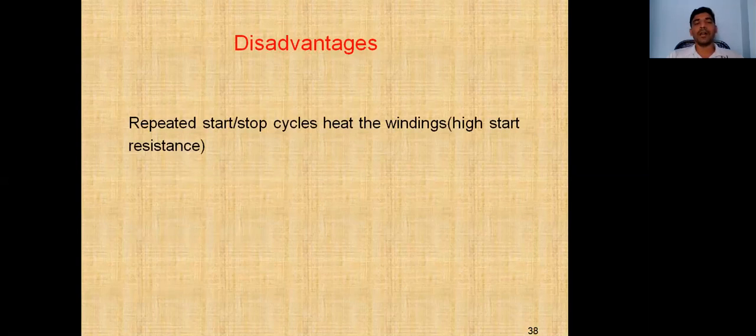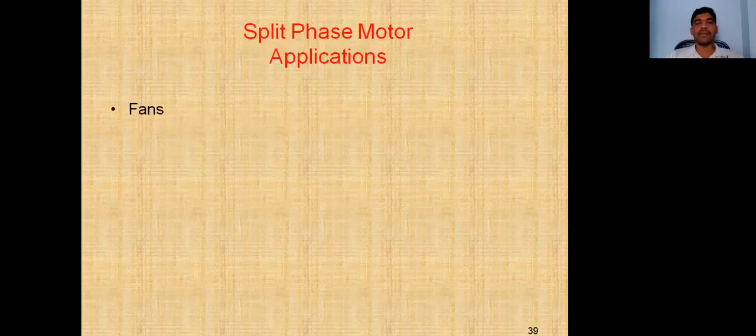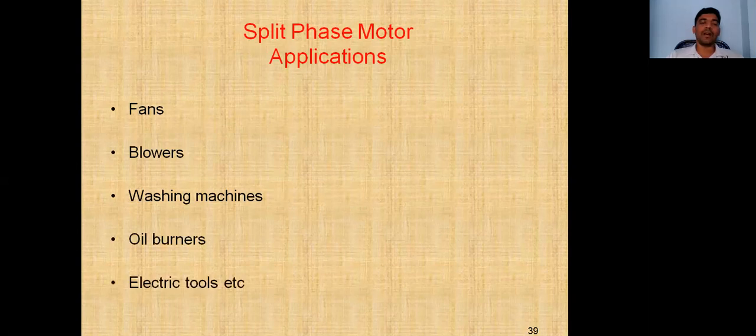Disadvantages: repeated start or stop cycles heat the winding, high starting resistance, less useful for large inertial loads. Split phase applications: split phase motors are used in fans, blowers, washing machines, oil burners, electric tools, etc.